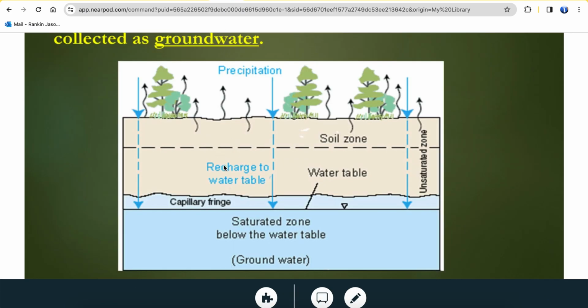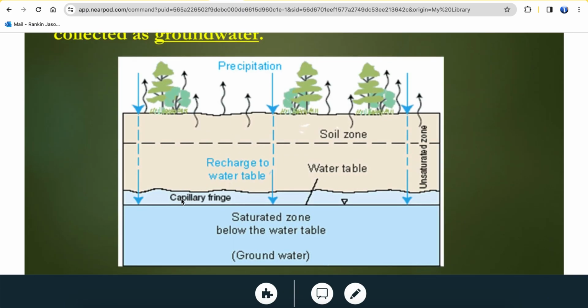If I bring it back to this picture, we have a thing called the capillary fringe, in which water can rise slightly above the water table, defying gravity, all dependent on particle size.